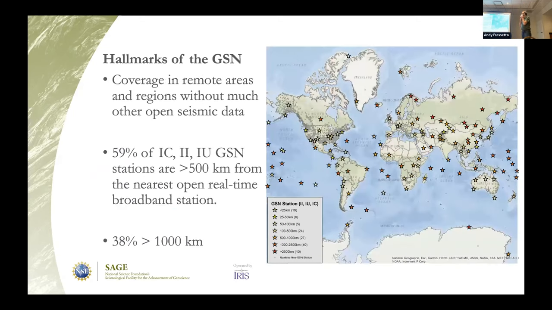And finally, the coverage of the GSN is something that's particularly noteworthy. One of its hallmarks is that GSN stations are often in areas where there's no other real-time seismic data within hundreds or even thousands of kilometers.